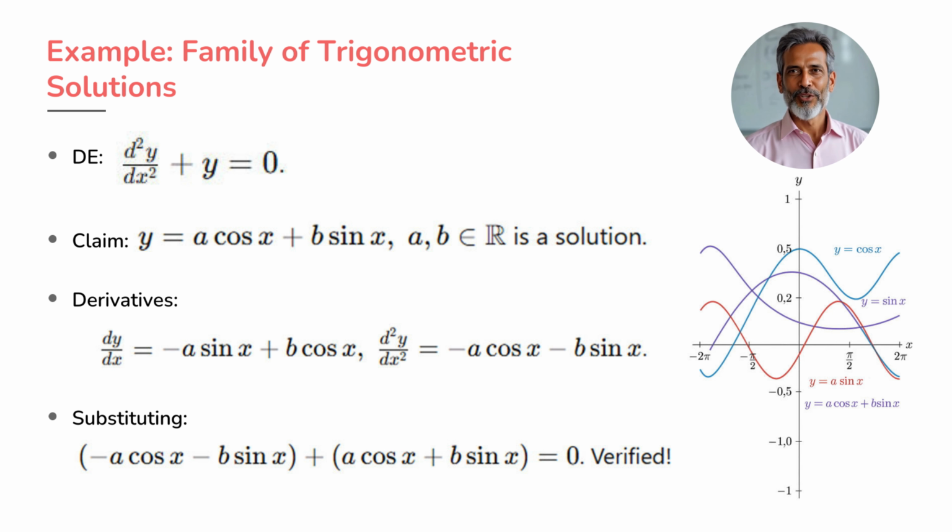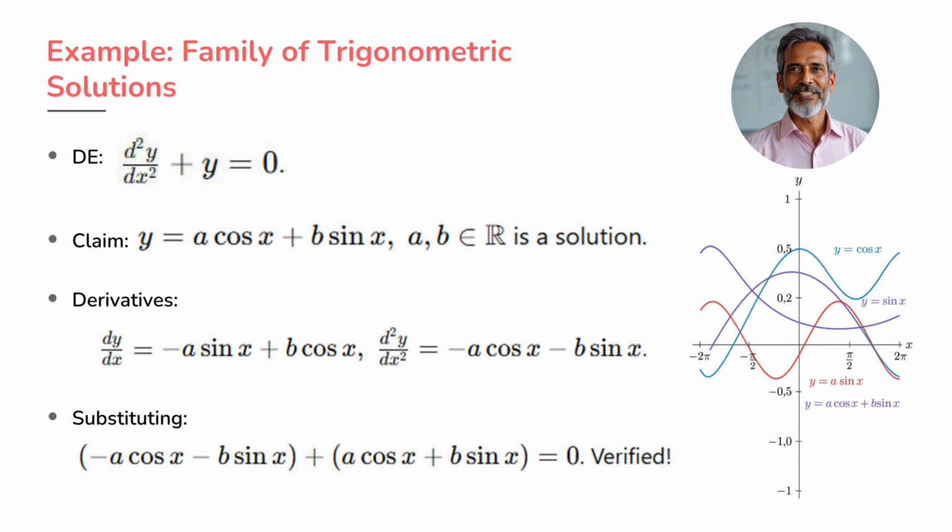Let's do one more important check with trigonometric functions. The equation is d squared y by dx squared plus y equals 0. We claim that the general solution y equals a cosine x plus b sine x works. Differentiate once, dy by dx equals minus a sine x plus b cosine x. Differentiate again. d squared y by dx squared equals minus a cosine x minus b sine x. Now add y and its second derivative, bracket minus a cosine x minus b sine x bracket plus bracket a cosine x plus b sine x bracket. That equals 0 for all x, verified.